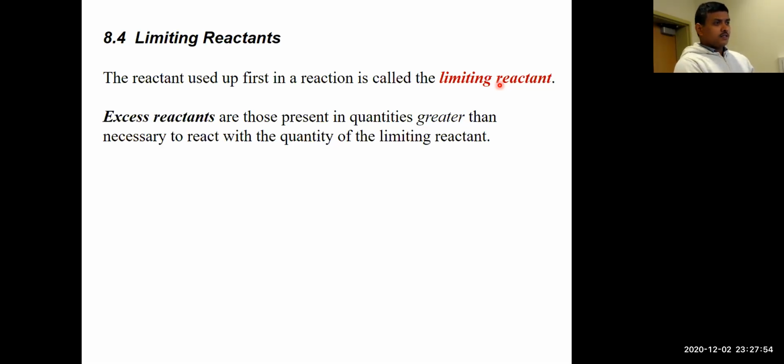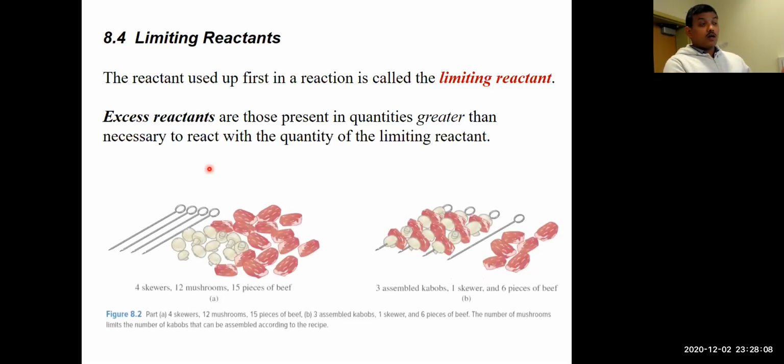So let me just finish the definition of this before I show you my analogies. So the one that is not the limiting reactant is automatically the excess reactant, which is, you just use a little bit in excess of that. That is, you have more of that quantity.